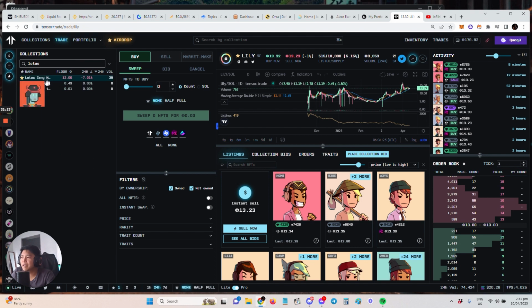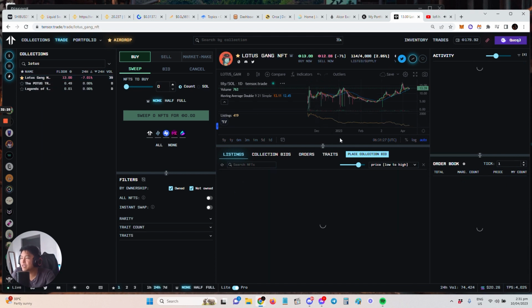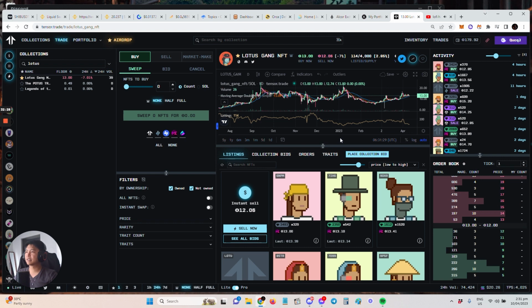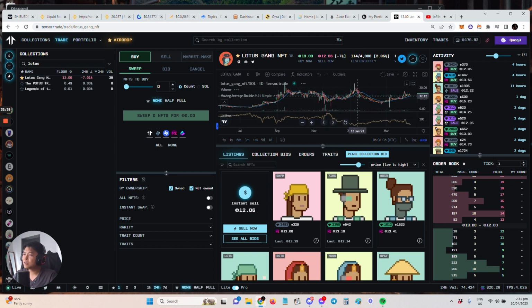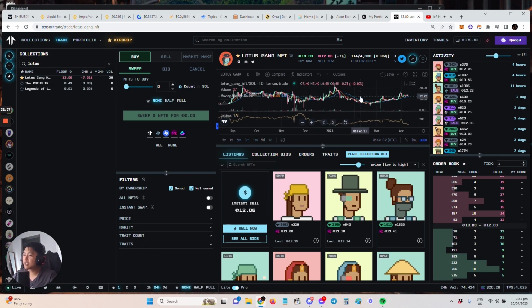Ito yung parang homage nila, or pay tribute to the pixel art culture. Kita niyo dito 13. As opposed to the second collection, mas mababa. Usually, it's the OG collection na mas mataas yung floor price, dapat. So pag nakita niyo yung price difference, let's say, mas mataas si Lily, you can buy Lotus Gang. This one's better than if you buy the Lily. At mas maliit yung supply nito. This is just like 4,000 supply compared to Lily.